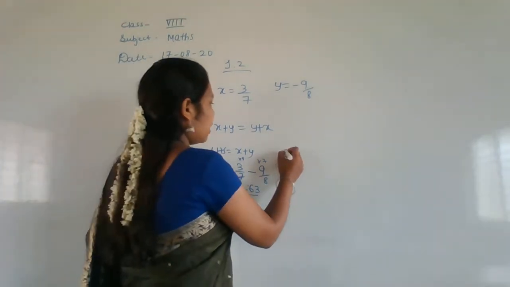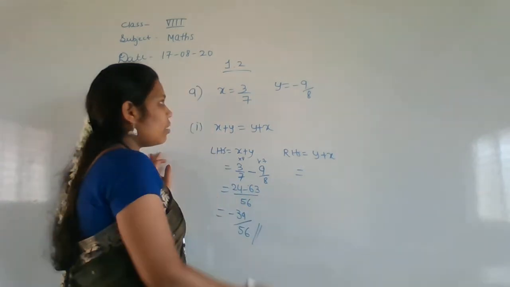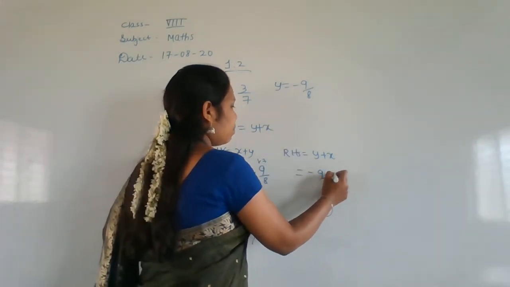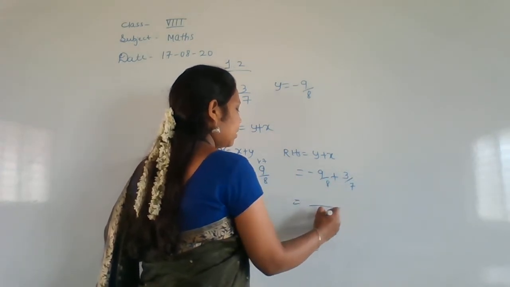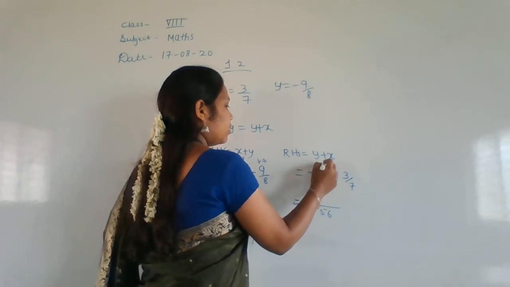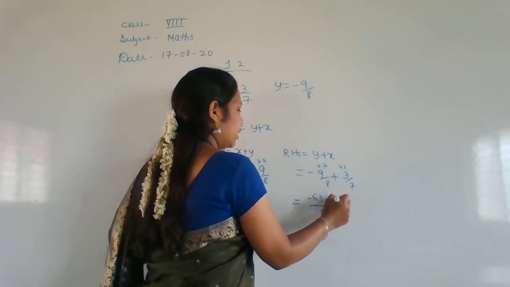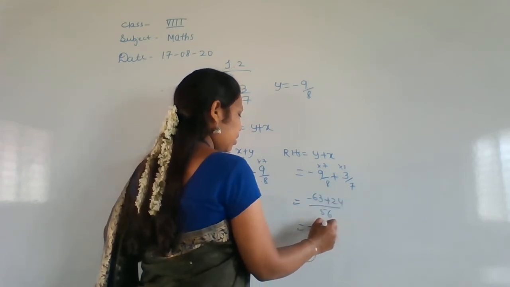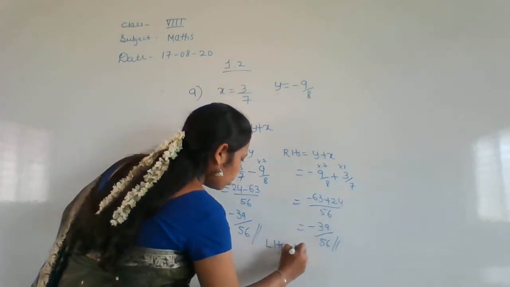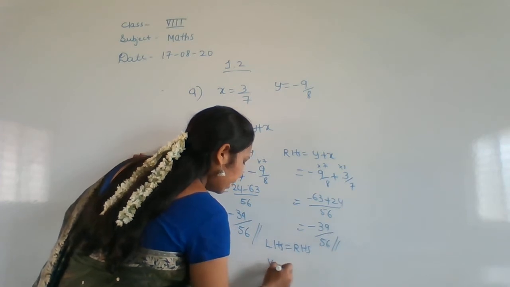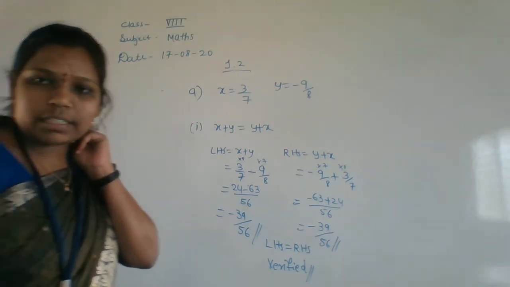Okay, so next take the RHS. RHS is what here? y plus x. y is minus 9 by 8 plus 3 by 7. Again take the LCM, that is 56. So here 7 eights are, here 8 threes are, that is minus 63, and here plus 24, that is nothing but minus 39 by 56. So both LHS is equal to RHS, verified. Write verified. Okay, so like this you have to do here.